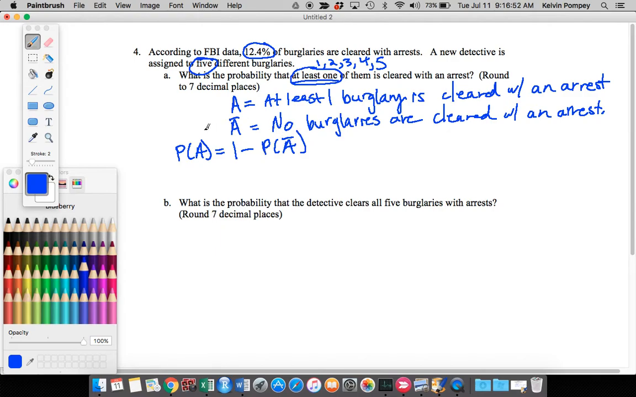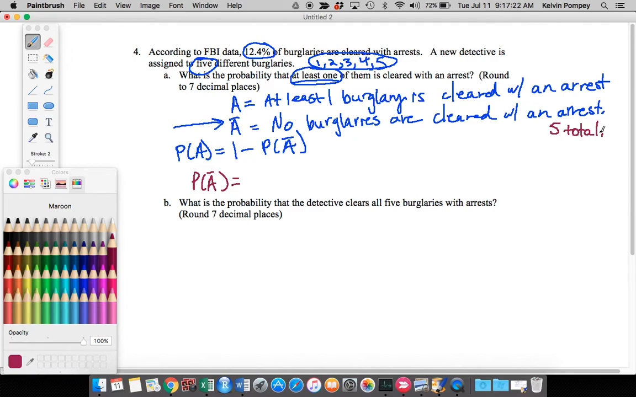Now, this is much easier to find compared to at least 1 because I have all of these things here, right? I have all of those options. And so I'm going to go with finding the probability of A complement, and once I find that, I'll have what I need to find my probability of A. Well, probability of A complement is there are no burglaries cleared out of the total of 5, right? There's 5 different burglaries that he's going to have.